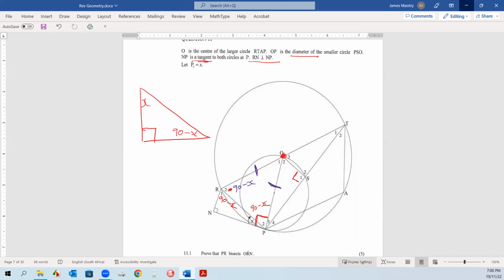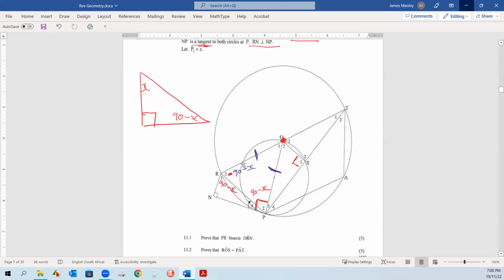Well done. Therefore, 5 marks. R1 is equal to R2. Well done. Good 5 marks, the gents. Very happy with that one. That one went well. Let's see what the second part of that question says.